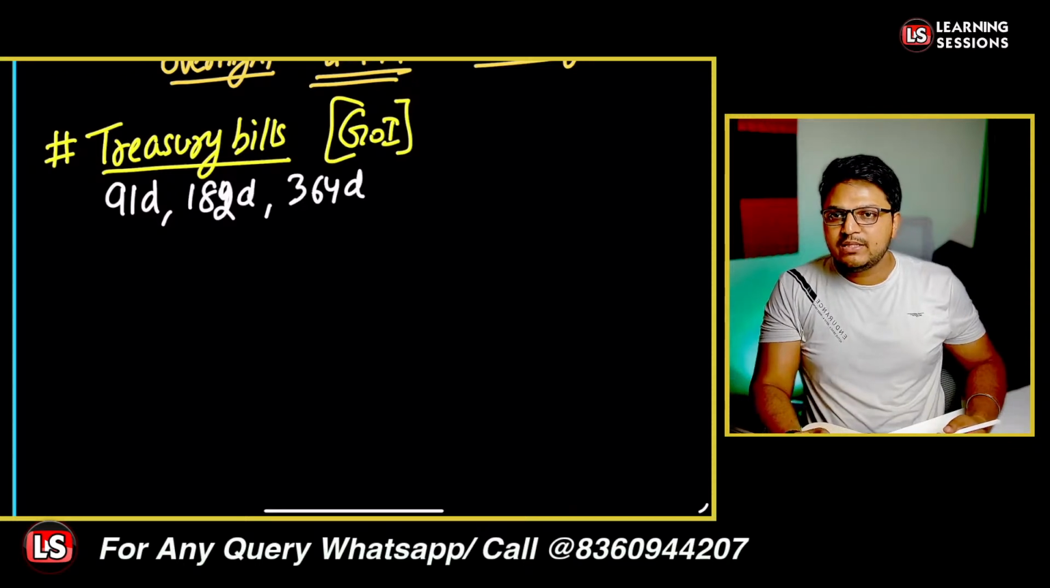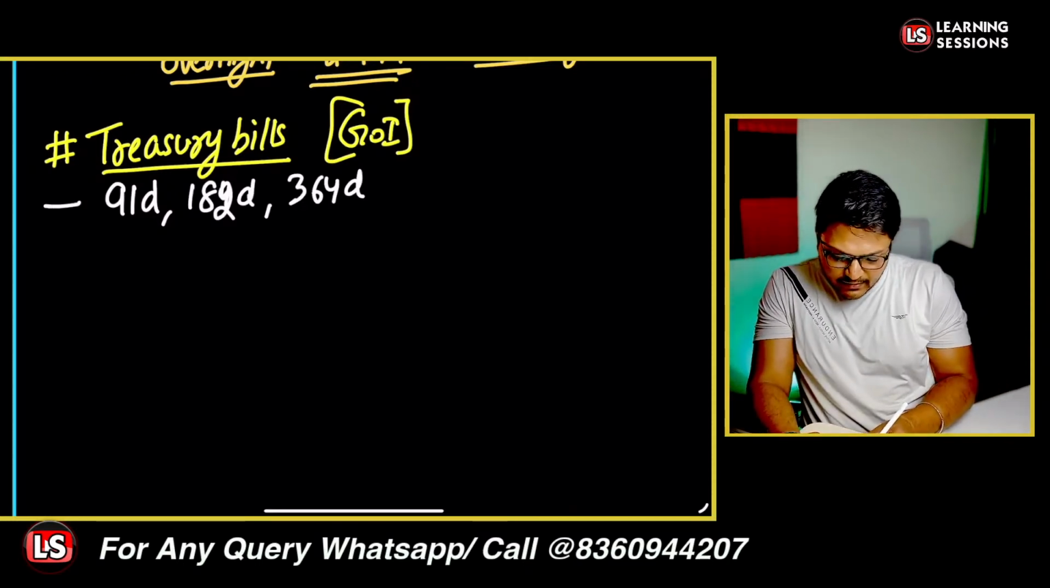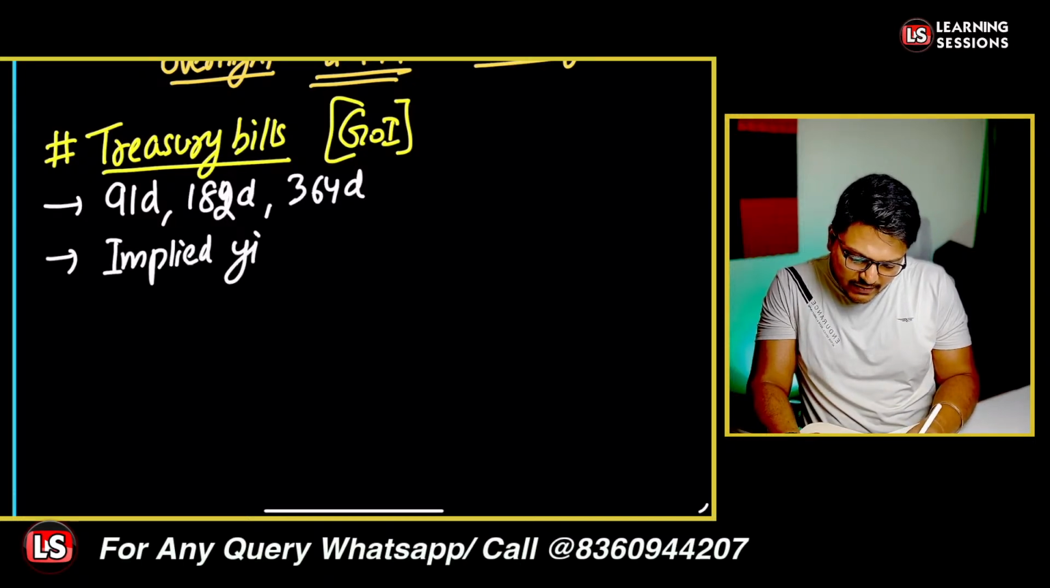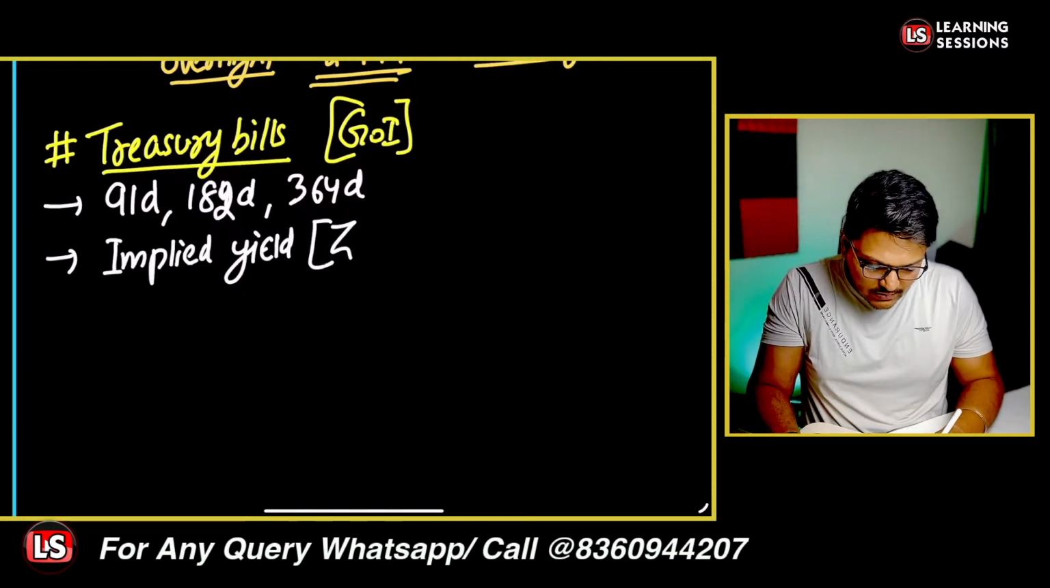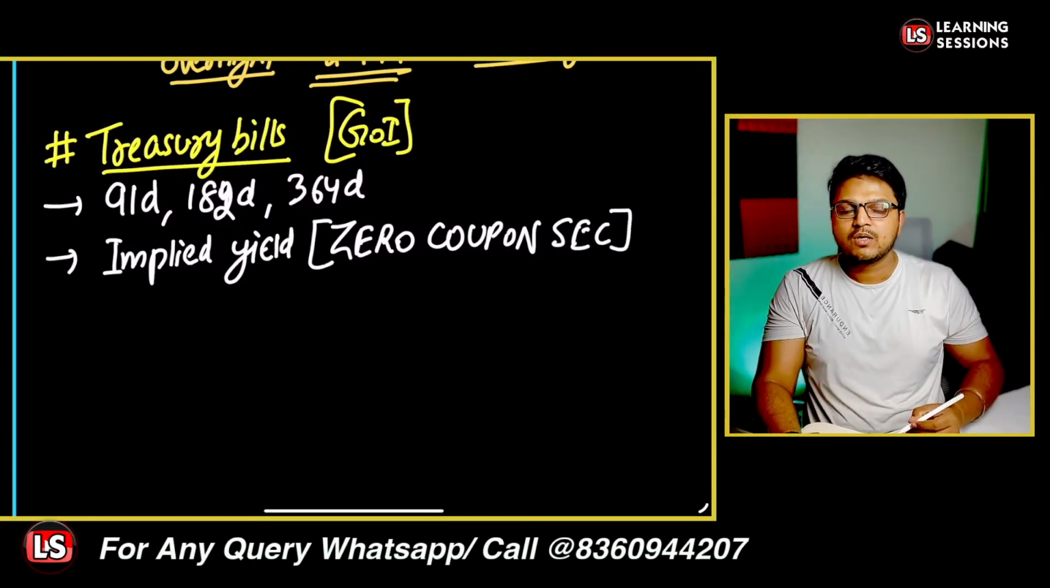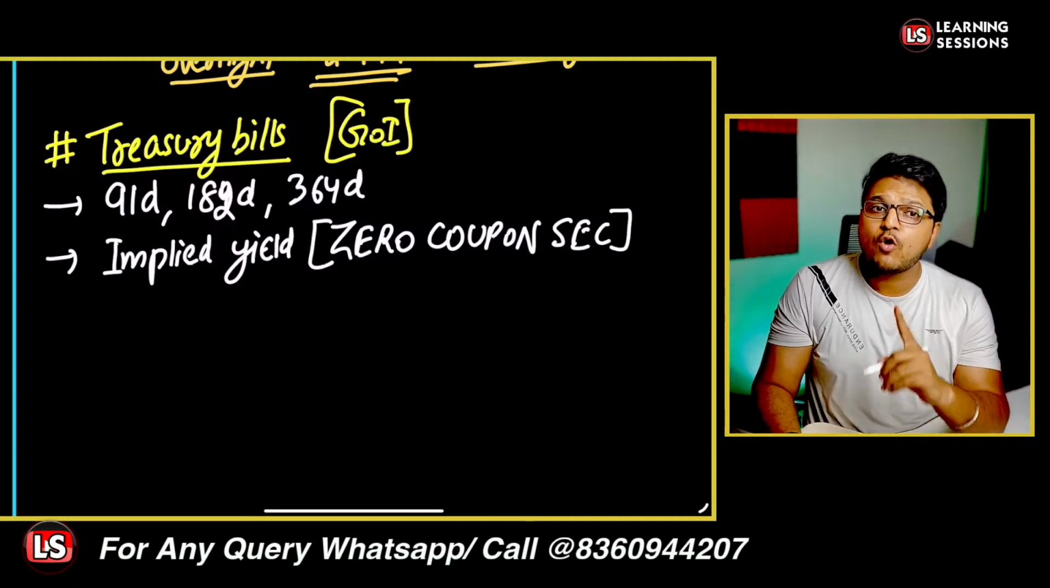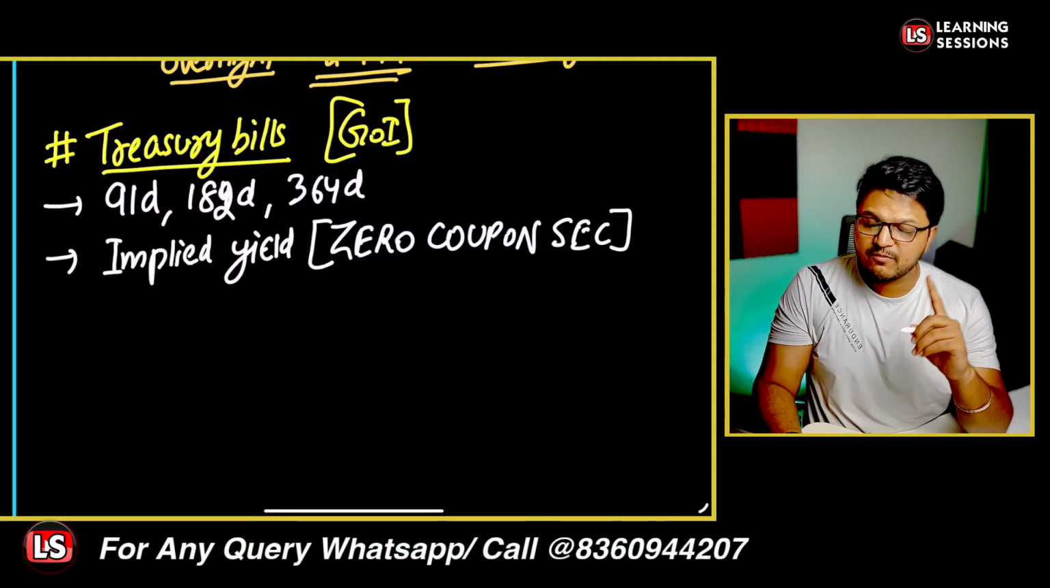And further, these are having an implied yield. These are not having an expressed yield. These are having an implied yield. That's why these are also said to be zero coupon securities. What do you mean by zero coupon security? The treasury bills are being issued by way of auction.